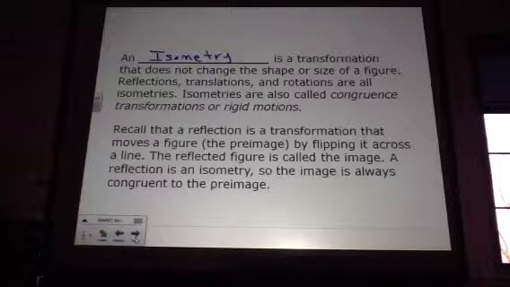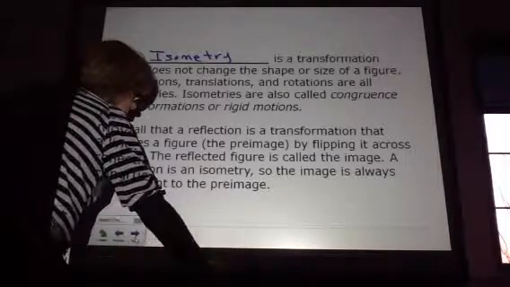Recall that a reflection is a transformation that moves a figure, the preimage, by flipping it across a line. The reflected figure is called the image. A reflection is an isometry, so the image is always congruent to the preimage.